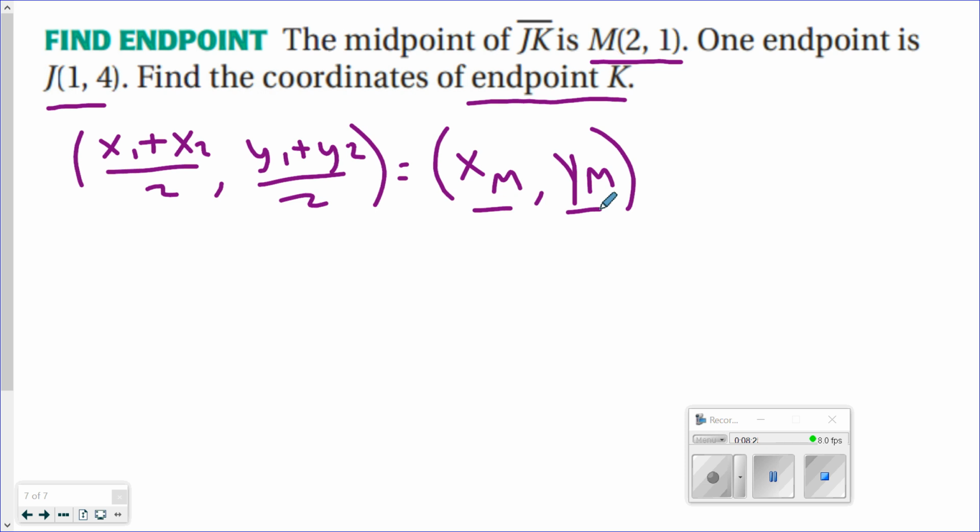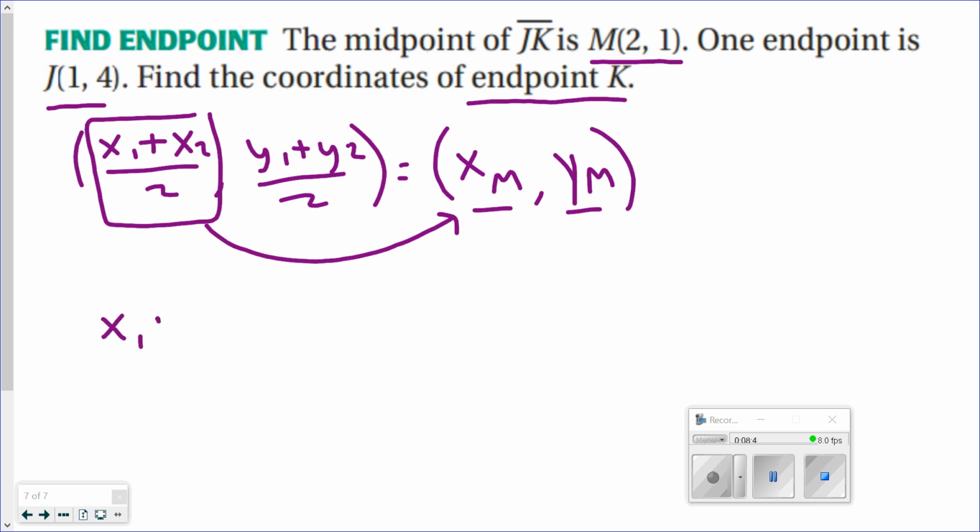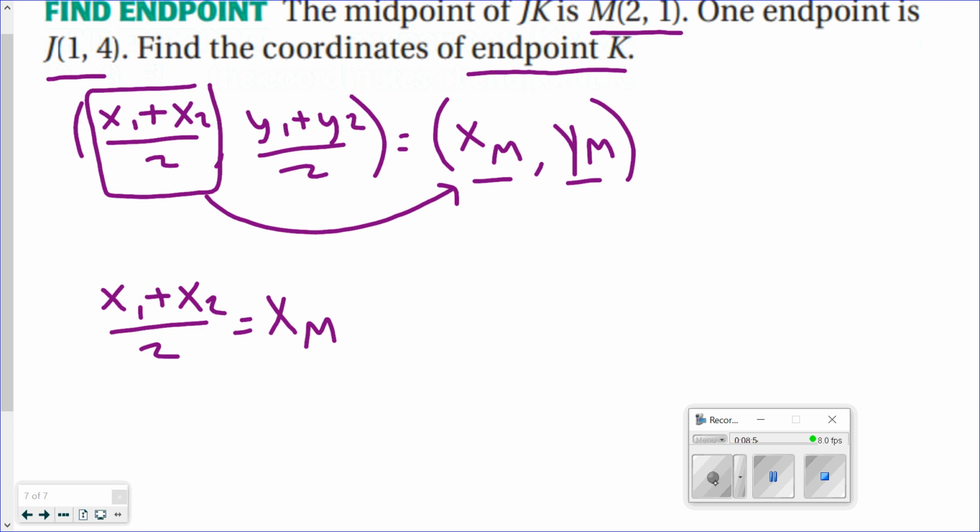Let's find the x coordinate of our midpoint. So I know that this equation here has to equal the x coordinate of our midpoint. That means that x1 plus x2 divided by 2 has to equal the x coordinate of the midpoint. Well, let's plug in what we know. I'm going to scroll down a little. So I know that one of my endpoints is J. The x coordinate of J is 1.